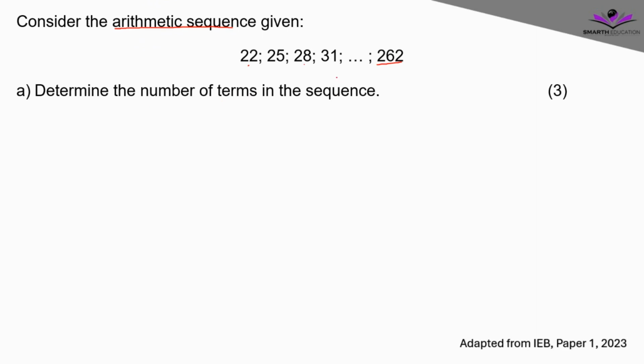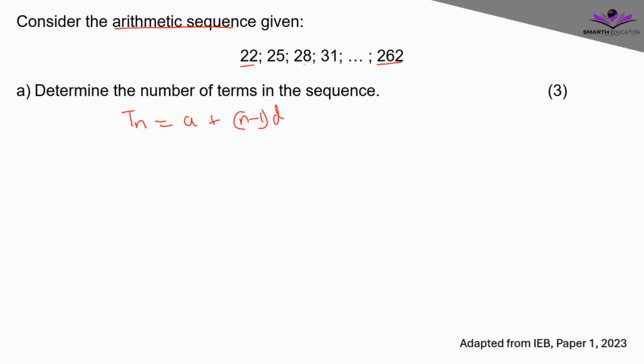So what are we finding here? We're finding n. So this is an arithmetic sequence, so we're going to use the arithmetic sequence formula. Tn is equal to a plus n minus 1 d. Okay. Then what is our common difference? It is 3. 25 minus 22, that is 3. 28 minus 25, that is 3. 31 minus 28, that is 3.